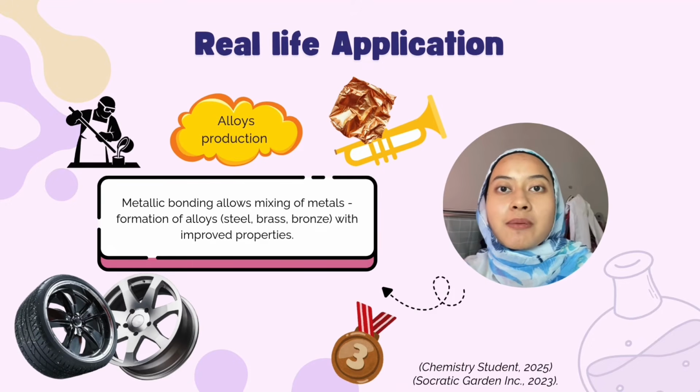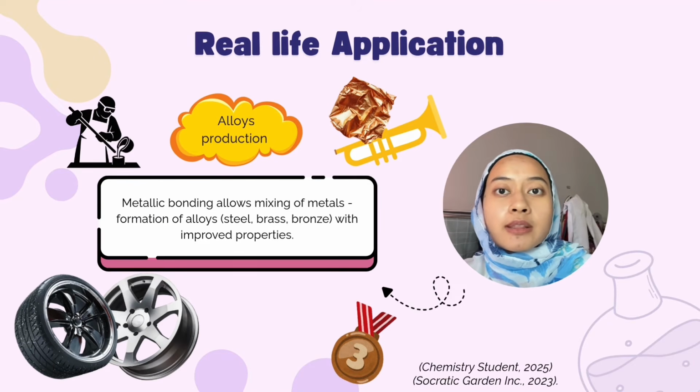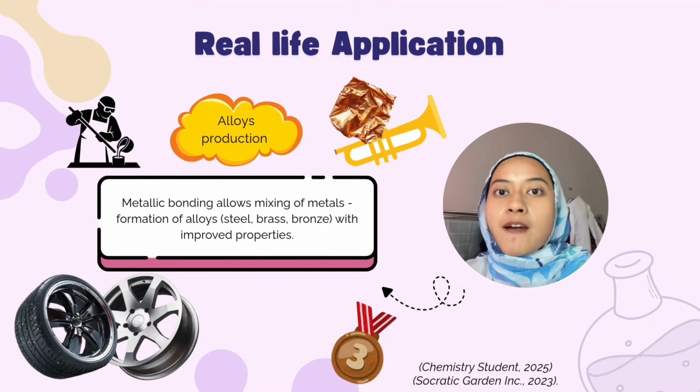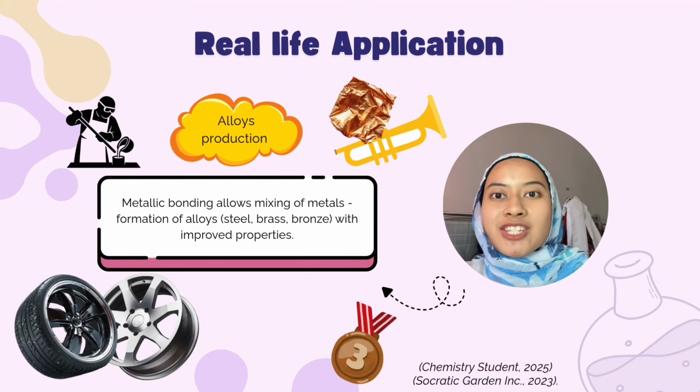In addition, metallic bonding enables the formation of alloys. Alloys are a mixture of metals, or metals combined with small amounts of non-metals, that have improved properties. For example, steel is stronger than pure iron, while brass is more resistant to corrosion. These alloys are widely used in tools, machinery, medical instruments, and industrial equipment.